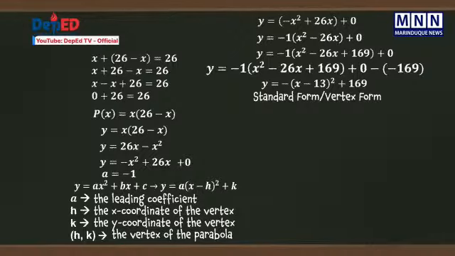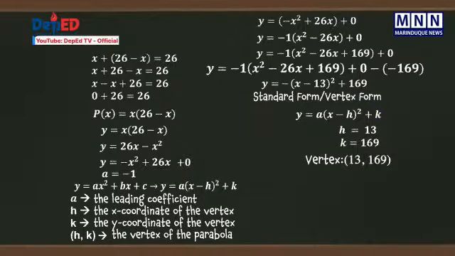Let's compare this standard form or vertex form to that of y is equal to a times the square of x minus h plus k, so we can correctly identify the values of h and k, the coordinates of the vertex. X minus 13 versus x minus h. This means h is equal to 13. Plus 169 versus plus k. This means k is equal to 169. Therefore, the vertex of the parabola is the ordered pair 13, 169.